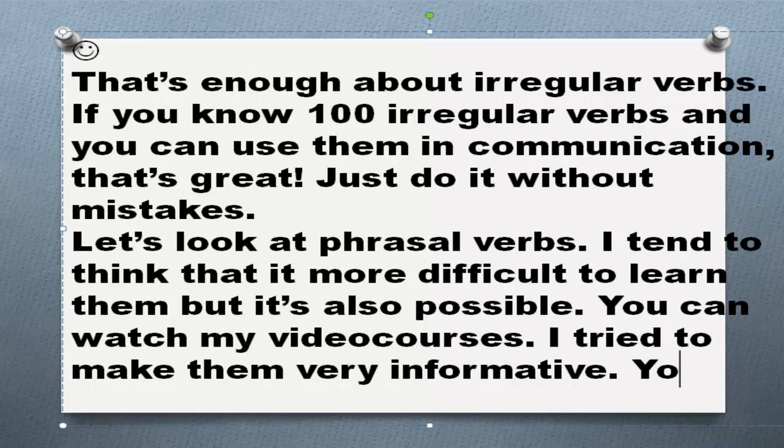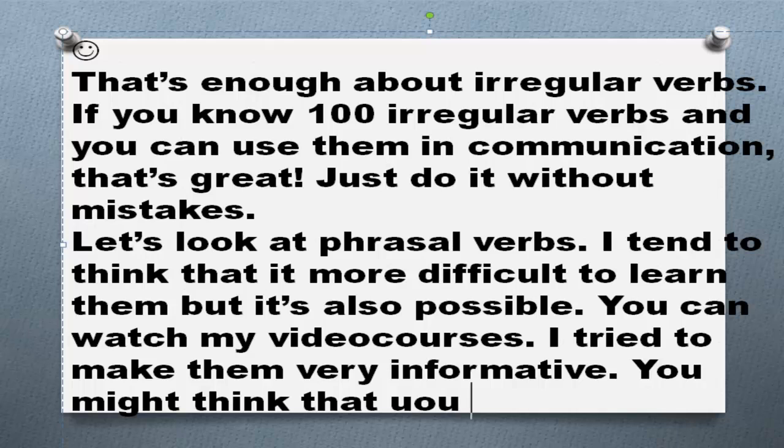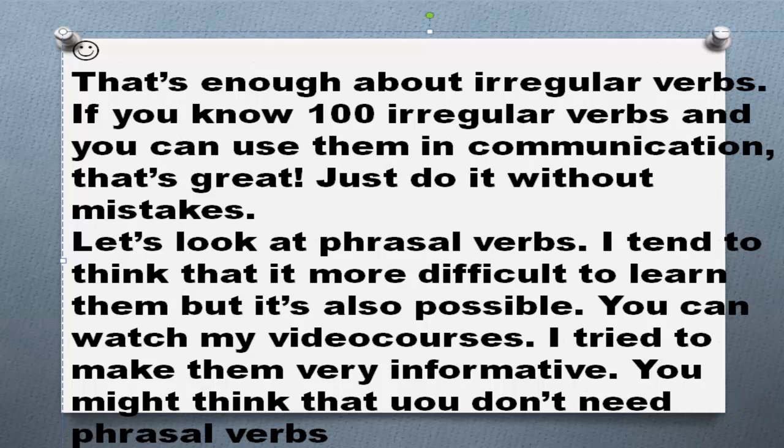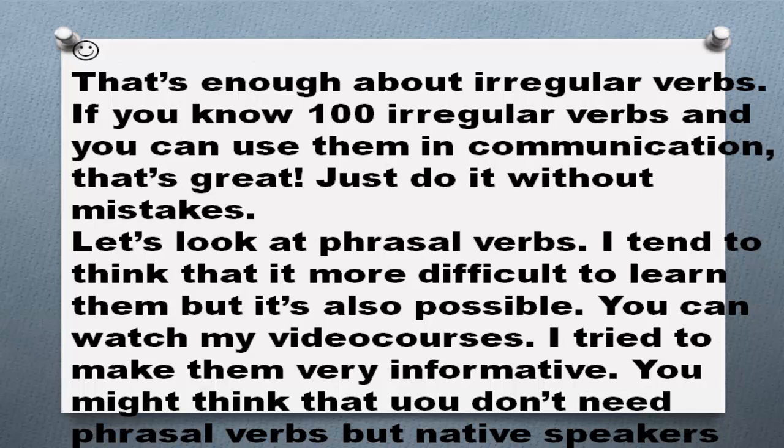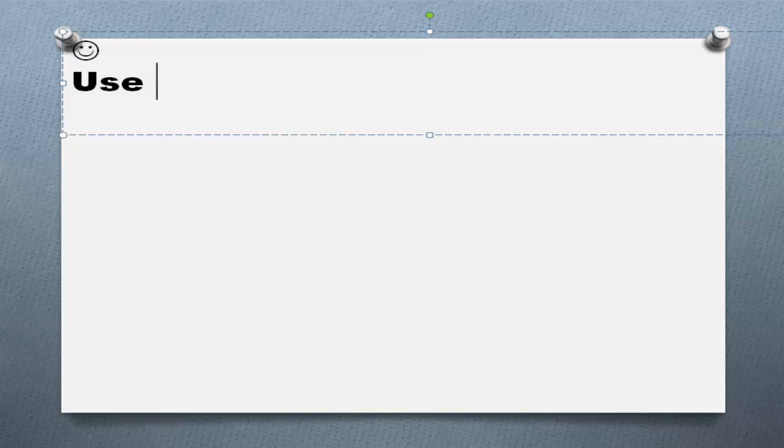You might think, вы, возможно, подумаете, that you don't need phrasal verbs, что вам не нужны фразовые глаголы. But native speakers use them very often. Носители языка используют их.